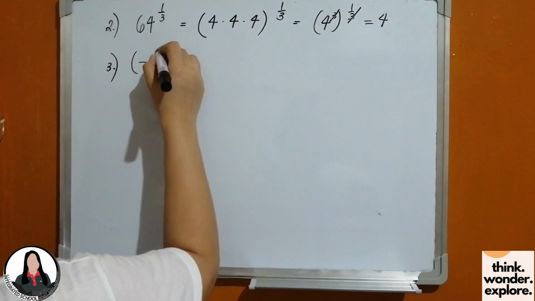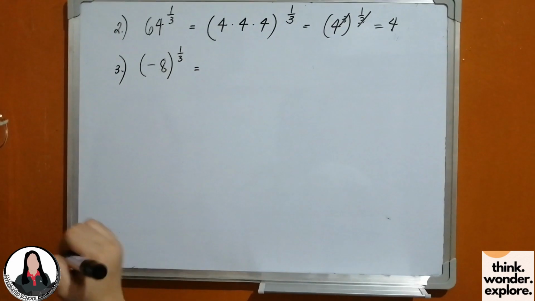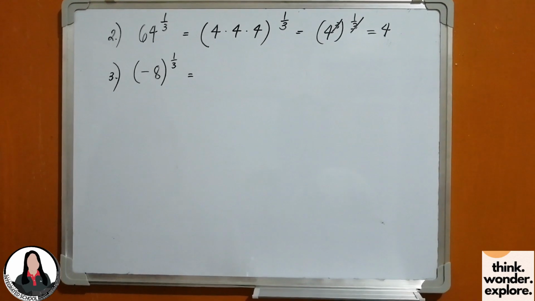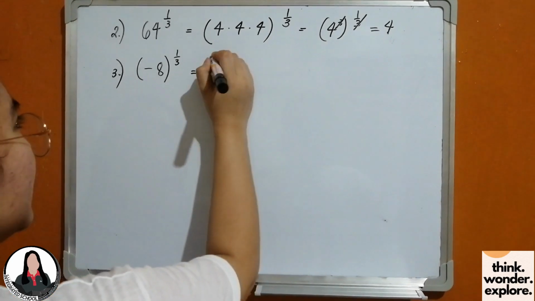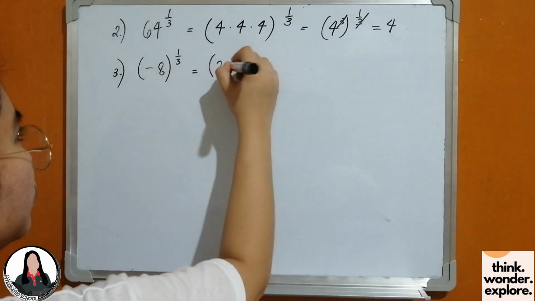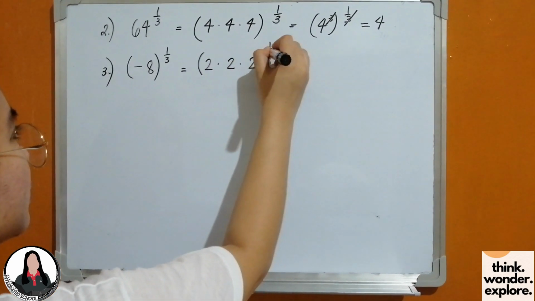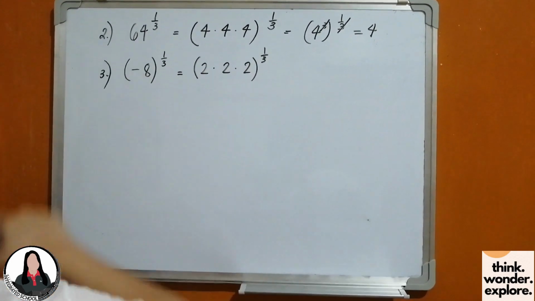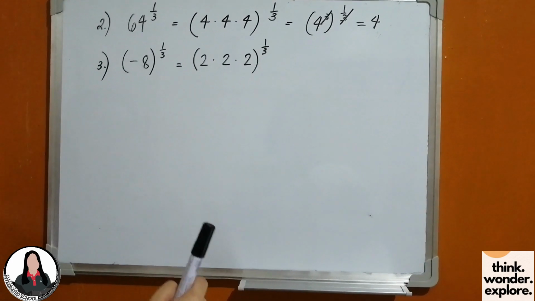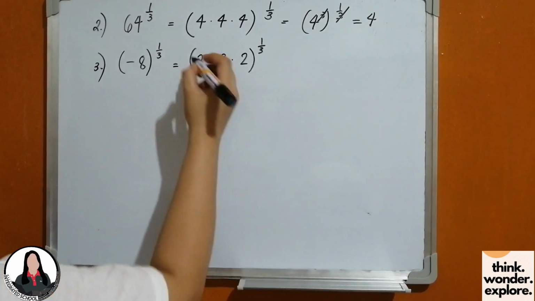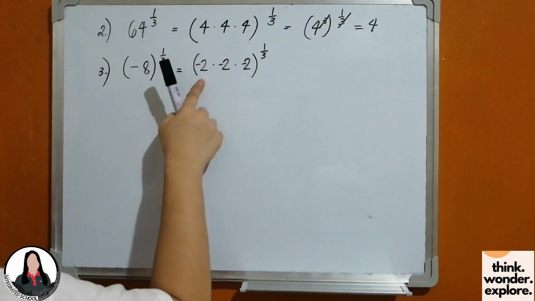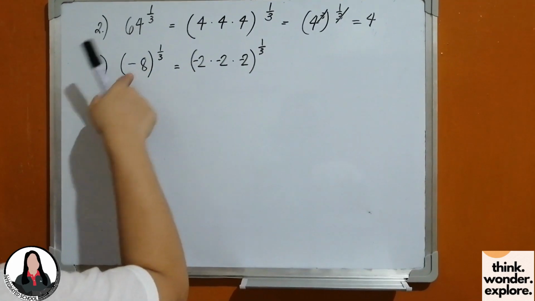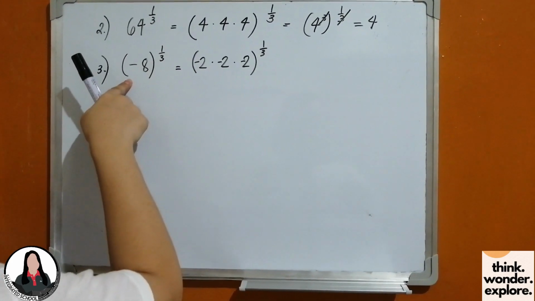Now, let us have negative 8 raised to 1/3. Ngayon, hahanap naman tayo ng number na kapag pinag-multiply ng 3 beses sa kanyang sarili, ang sagot ay negative 8. Okay, so pwede natin gamitin, let's see, kung pwede ang 2. 2 times 2 times 2. When you multiply 2 by 2, we get 4 times 2, that's 8. So, ibig sabihin, that is not equivalent to negative 8. Now, try natin ang negative 2. Negative 2 times negative 2, we have positive 4. Times negative 2, then we got negative 8. So, ibig sabihin, the third root of negative 8 is negative 2.